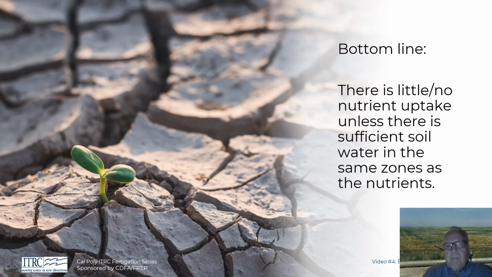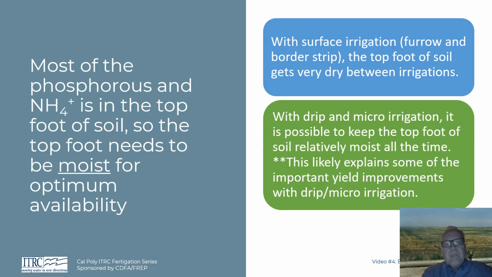So let's get to the bottom line here. Basically, you're going to try to apply water uniformly with a good DU. Therefore, your fertigated chemicals will go out with a good DU. But now we're talking about, okay, how often should you apply things? And where are those nutrients in the root zone? The bottom line is, there's little or no nutrient uptake unless there's sufficient soil water in the same zones as the nutrients. So now you have to say, well, where are these nutrients? And we go on from here.